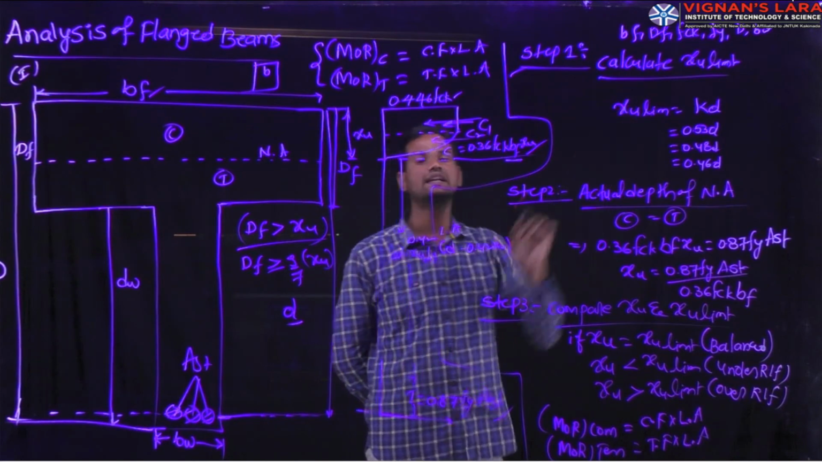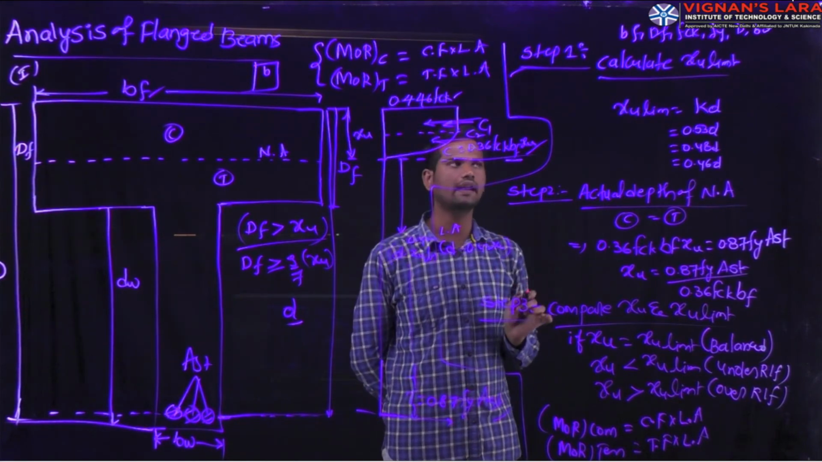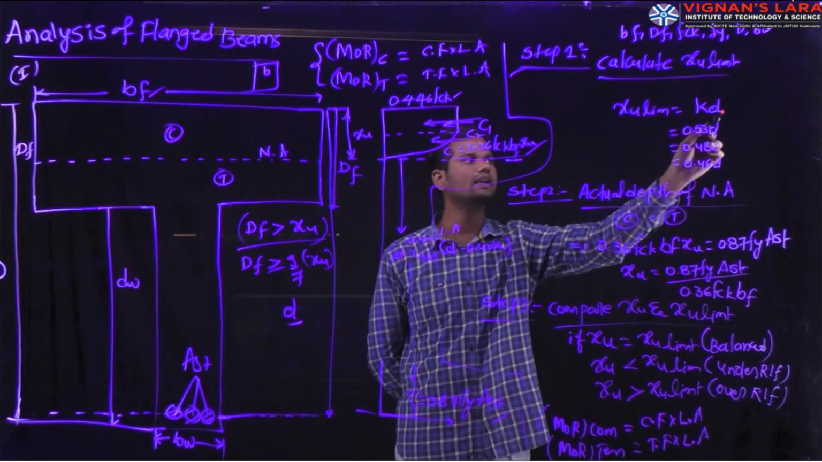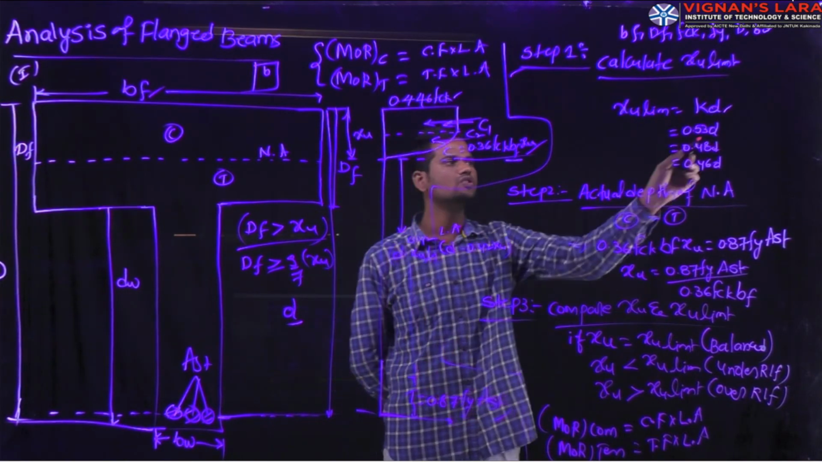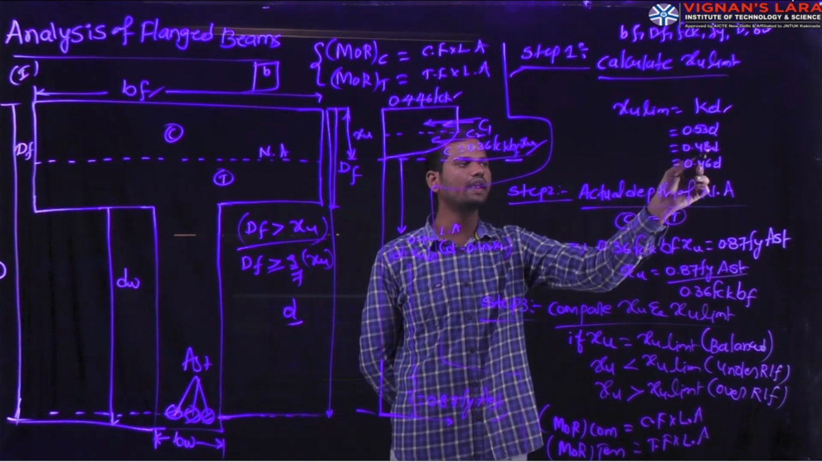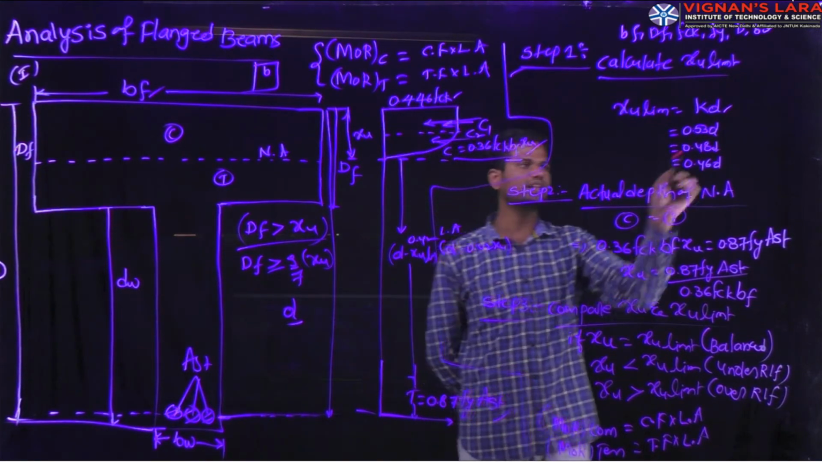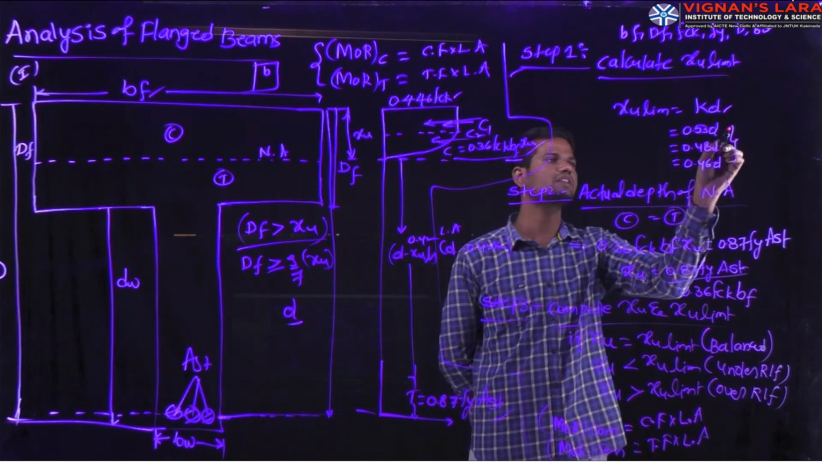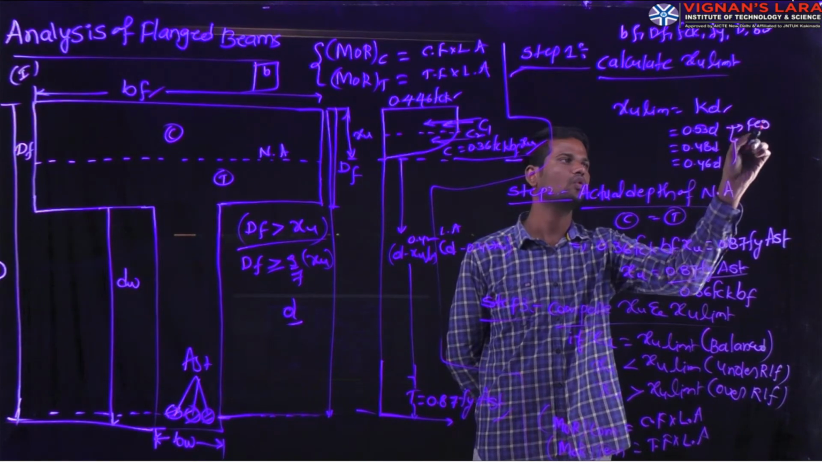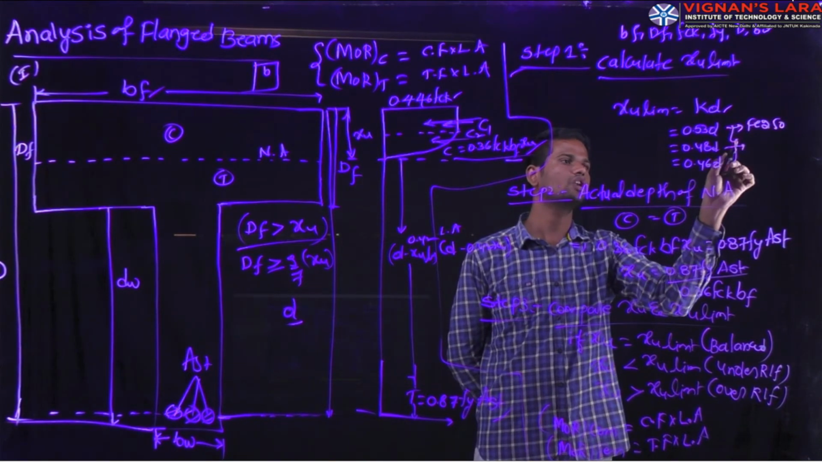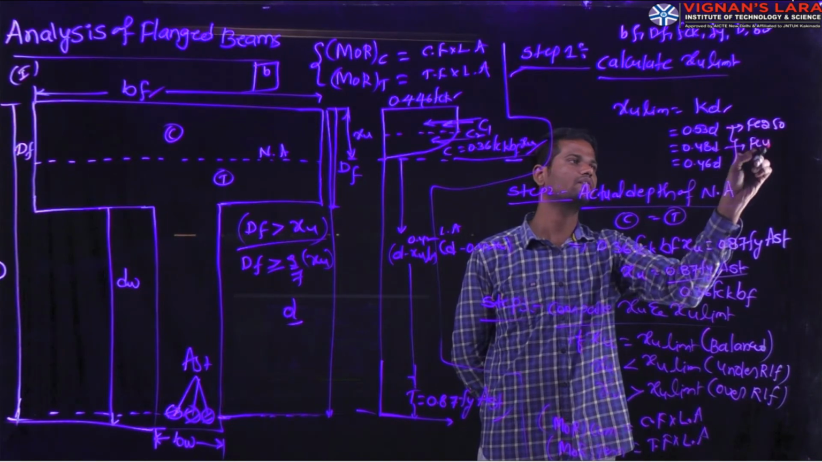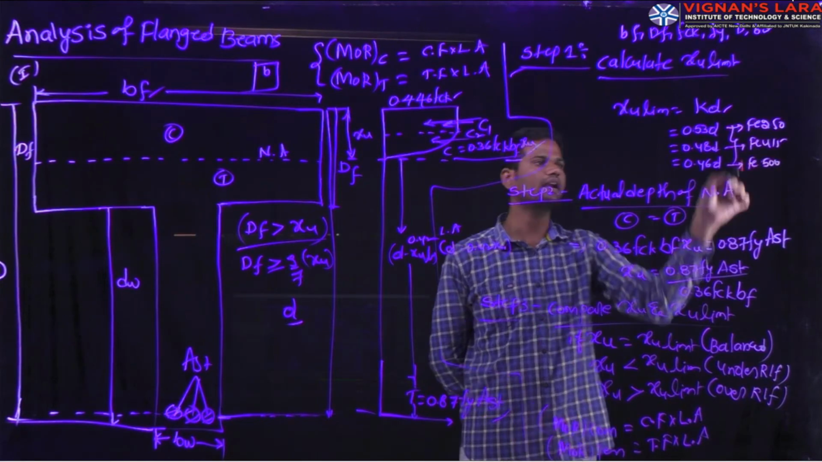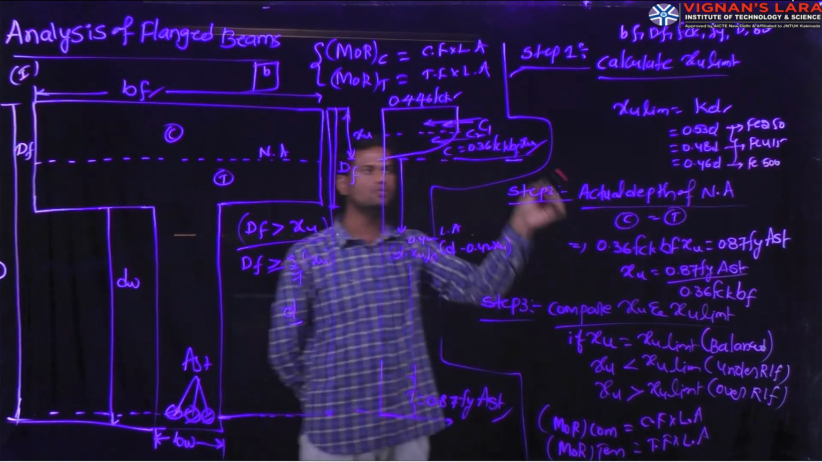Step 1 is to calculate Xu limit. That step we already know. Xu limit equals k into d, where k is the neutral axis constant and d is the effective depth of the beam. 0.53d, 0.48d, 0.46d are the different limiting depth values based on the grades of steel. 0.53d is for Fe 250 grade, 0.48d is for Fe 415 grade, and 0.46d is the value for Fe 500 grade.